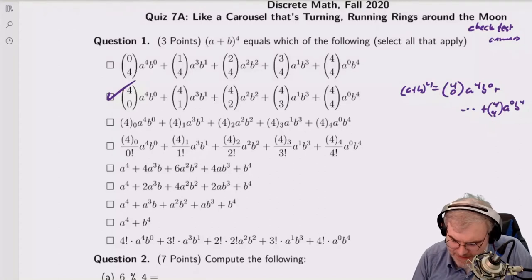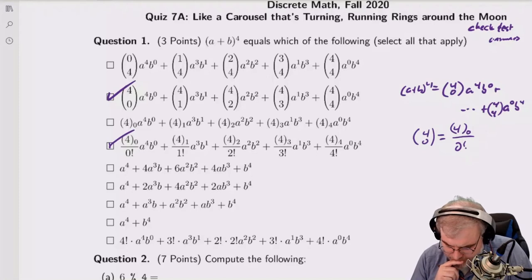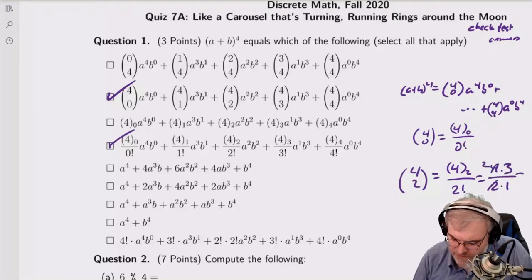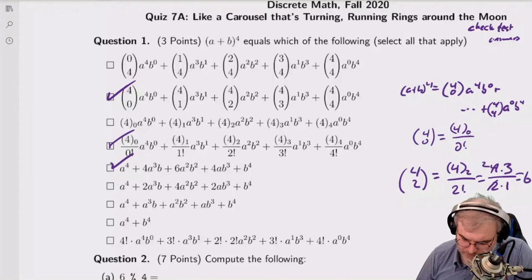This answer right here is nonsense. This answer right here is missing the factorials on the bottom, but this one isn't. That one is correct, because 4 choose 0 equals 4 falls 0 over 0 factorial. Remember, this is 1 and that's 1, et cetera. And then 4 choose 2 equals 4 falls 2 over 2 factorial, which equals 4 times 3 over 2 times 1, which equals 6. So this is the correct one of those. Any questions about that? 1 to 5, how do we feel about that one?